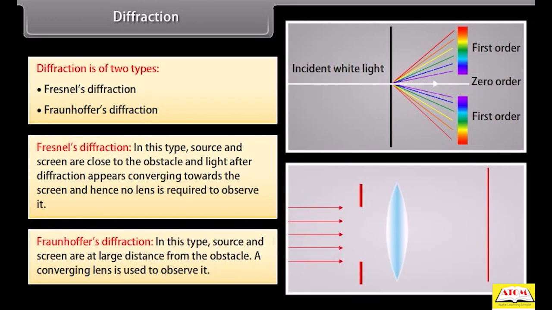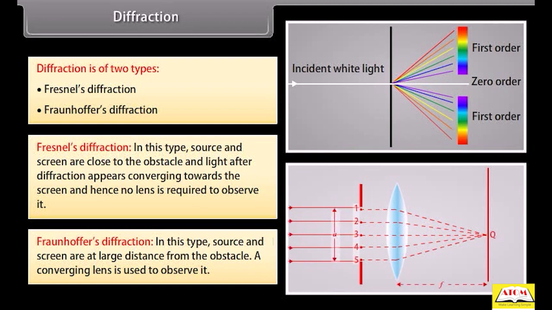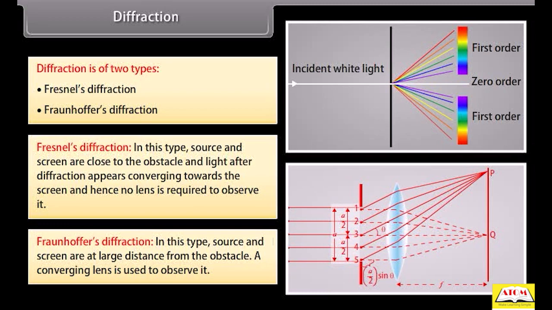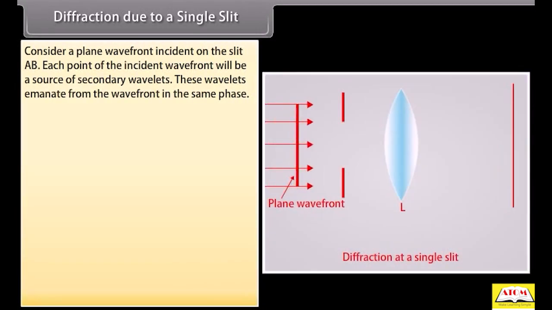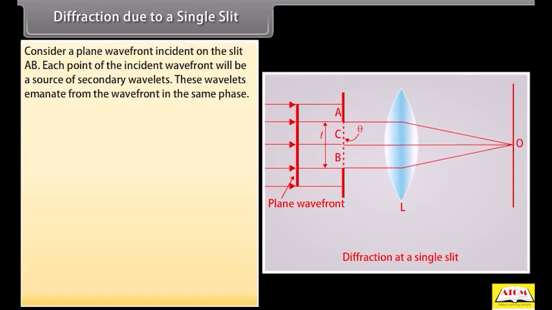In Fraunhofer's class, source and screen are at a large distance from the obstacle. A converging lens is used to observe it. Diffraction due to a single slit. Consider a plane wavefront incident on the slit AB. Each point of the incident wavefront will be a source of secondary wavelets. These wavelets emanate from the wavefront in the same phase.